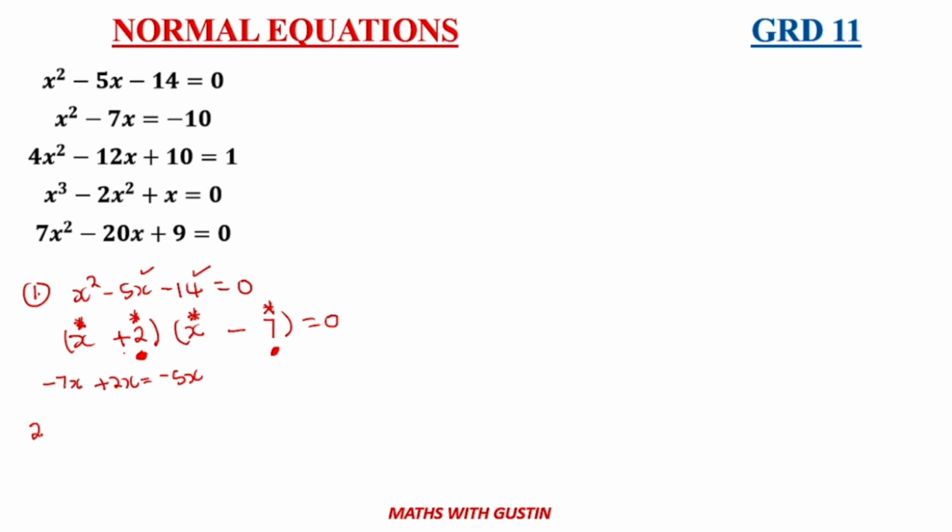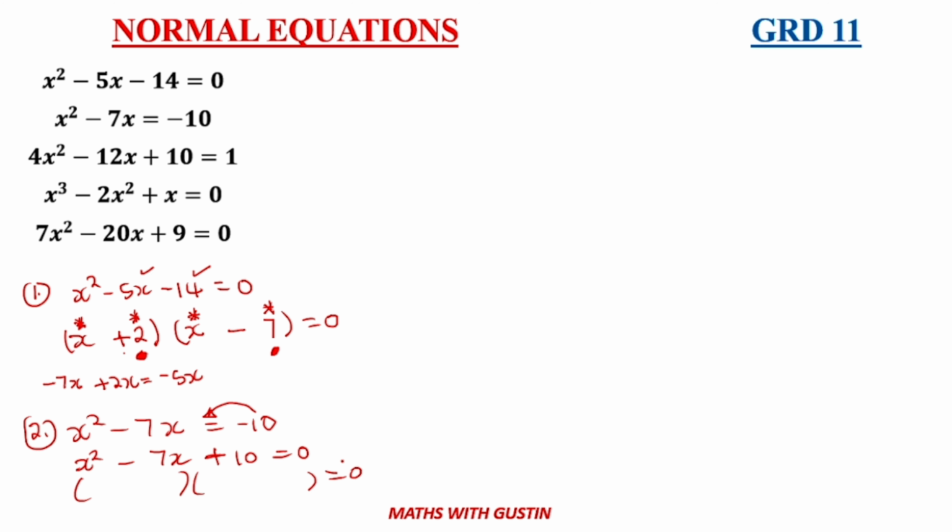Let's do number 2. Number 2 says x squared minus 7x is equal to -10. All right, first thing first, we need to bring 10 to the left hand side. So in this case now, x squared minus 7x will give us +10. Whenever you've got a variable or a number, when it jumps the equal sign, it changes the sign. All right, here we go.